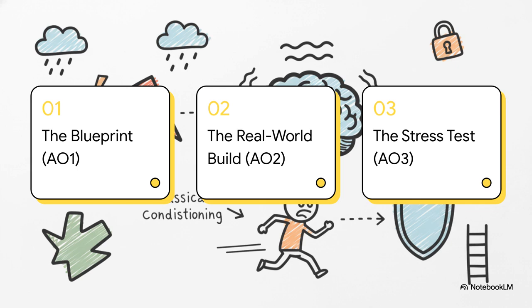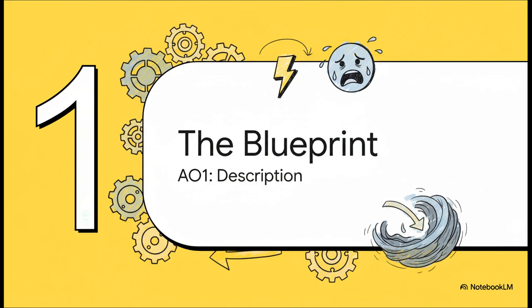So, here's how we're going to break this down. First, we'll look at the blueprint of the theory. That's all your AO1 description. Then we'll see how it's built in the real world, which is your AO2 application. And finally, we'll put the whole thing under the microscope for some critical AO3 evaluation. All right, first up, the blueprint.